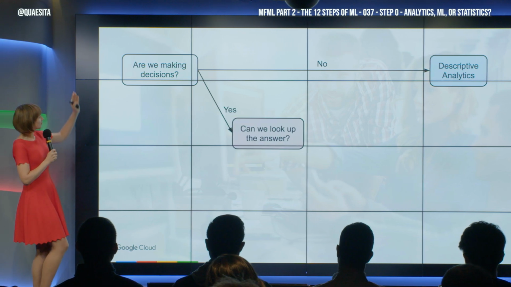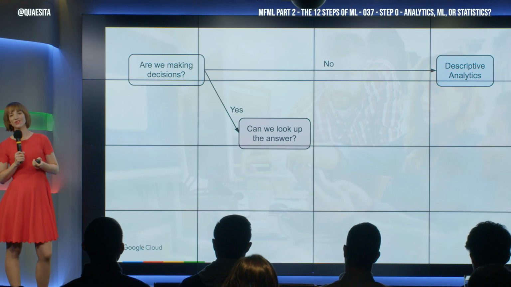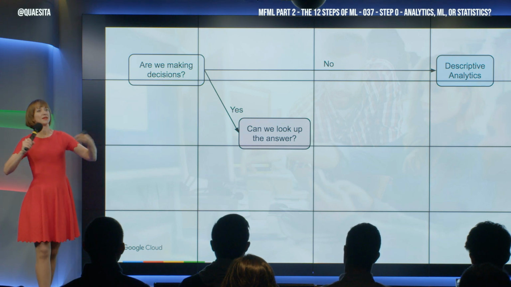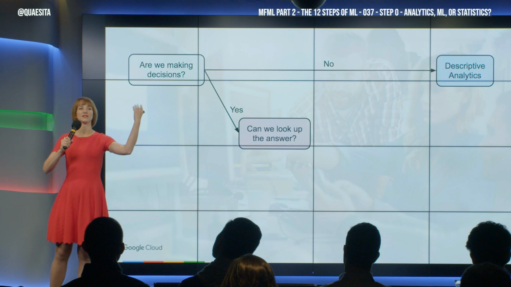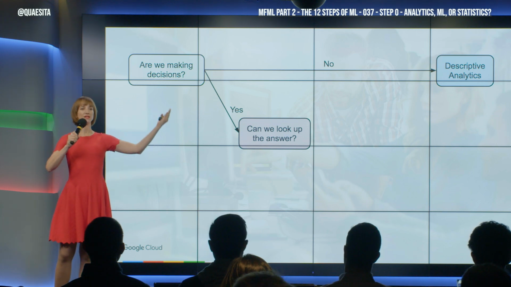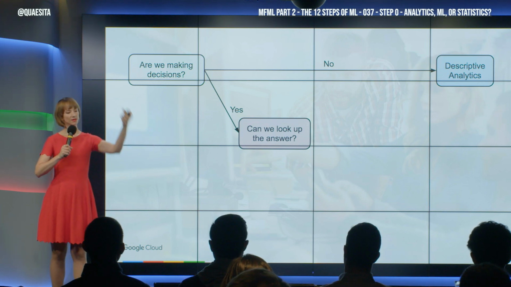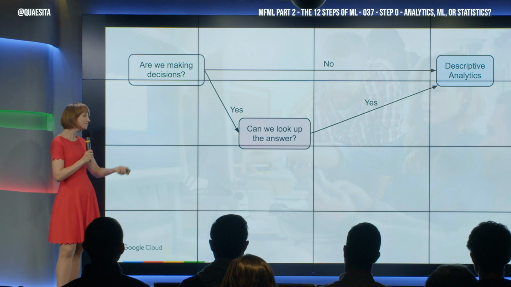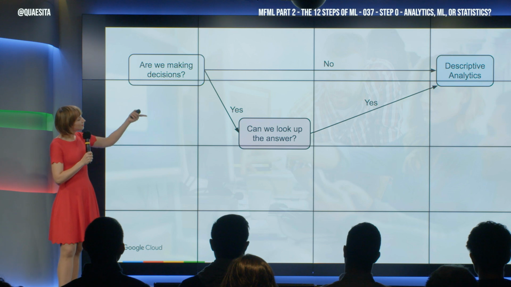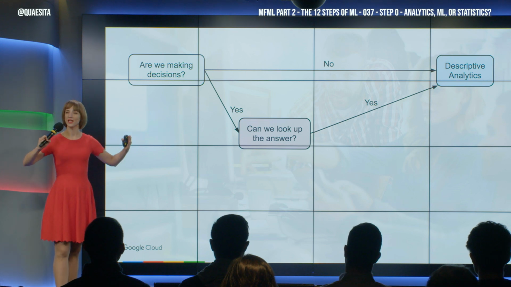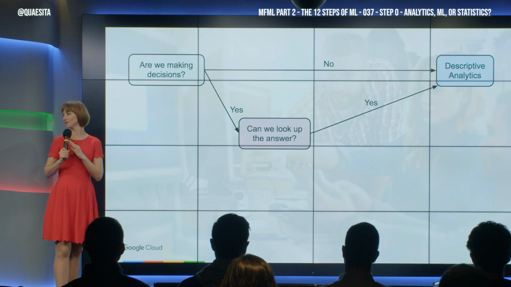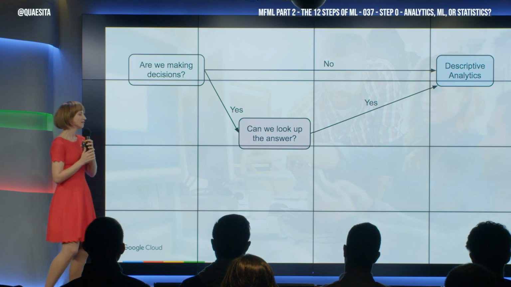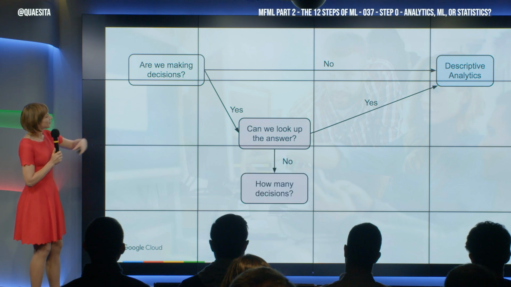Next question. If we are making decisions, can we just look up the answer? So maybe our decision is directly based on last year's revenue figure. Let's look up last year's revenue figure, and off we go. Well, back to descriptive analytics. Just look up the answer. You're dealing with facts. But if you can't look up the answer because all the data you care about isn't available to you, like you care about tomorrow's data, and you only have today's data, well, then you have to deal with one of the others.